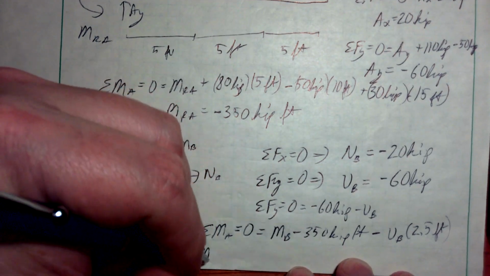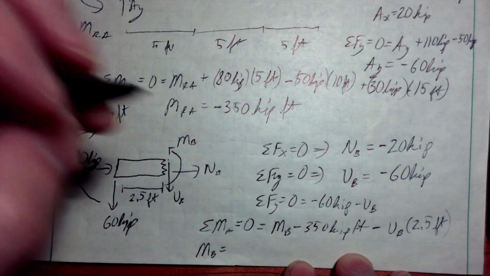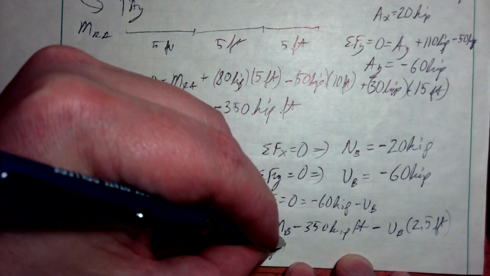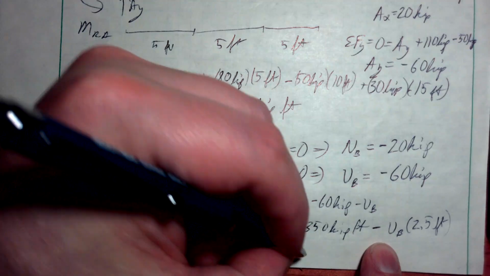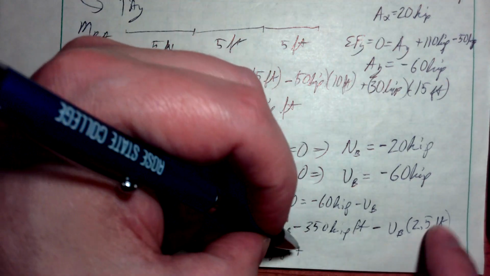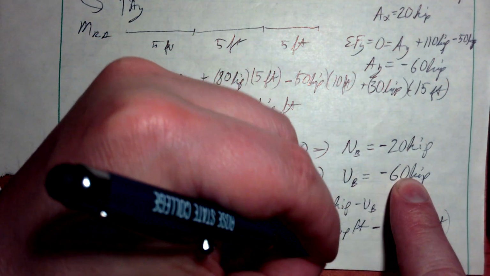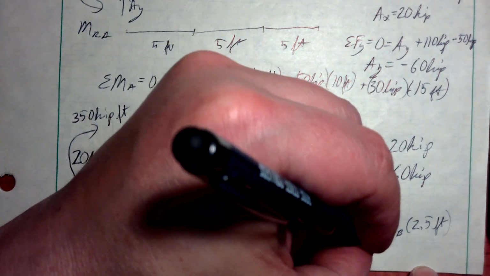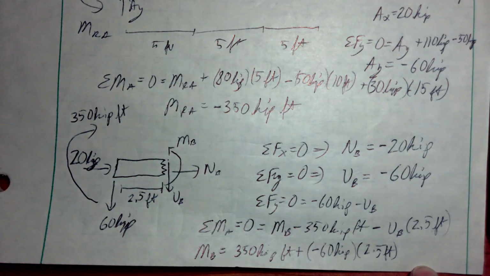So when I solve for this internal bending moment at point B, I'm going to have positive 350 kip feet plus my shear at B. I'm going to plug in for the shear at B minus 60 kips. And that's going to be applied at a moment arm of 2.5 feet.